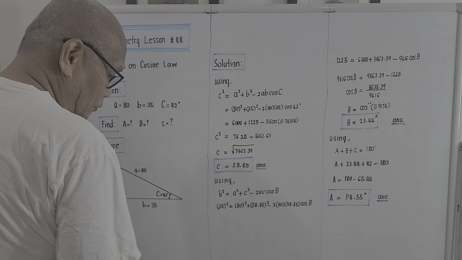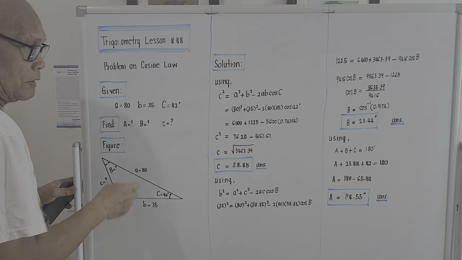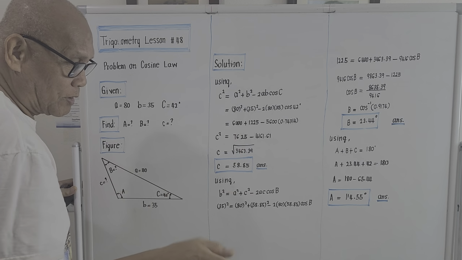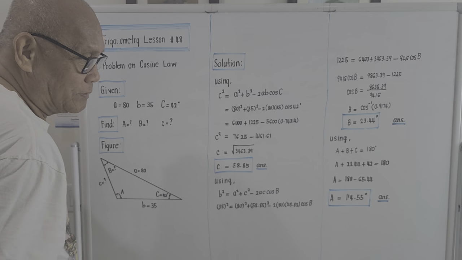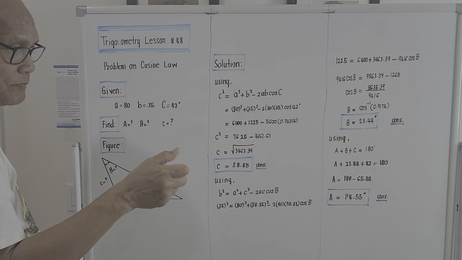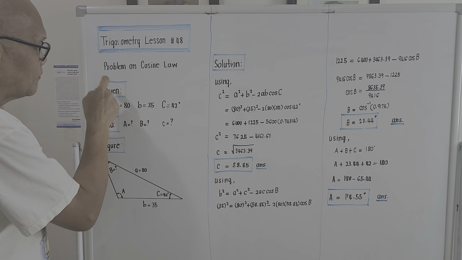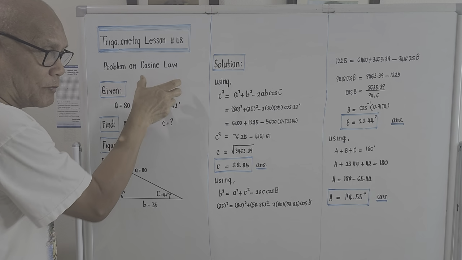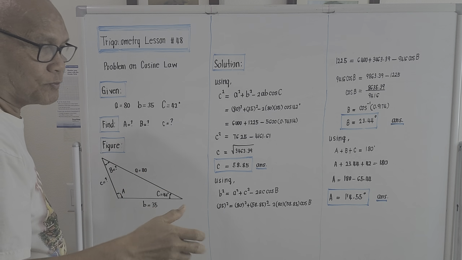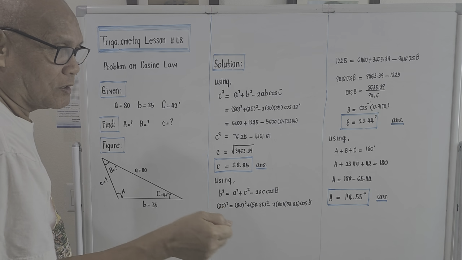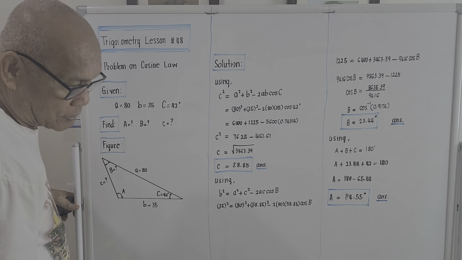The subject matter for this session will be trigonometry. We are now on lesson number 48. We are almost done. Okay? The title of the topic will be Problem on Cosine Law, meaning it's an application problem and the solution should be by using cosine law. Okay, let's try to proceed.